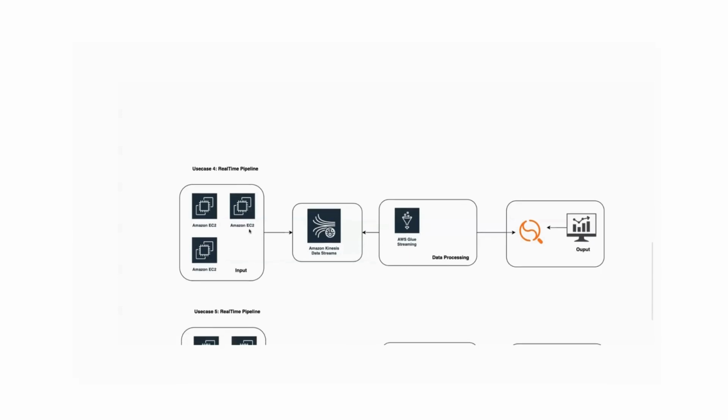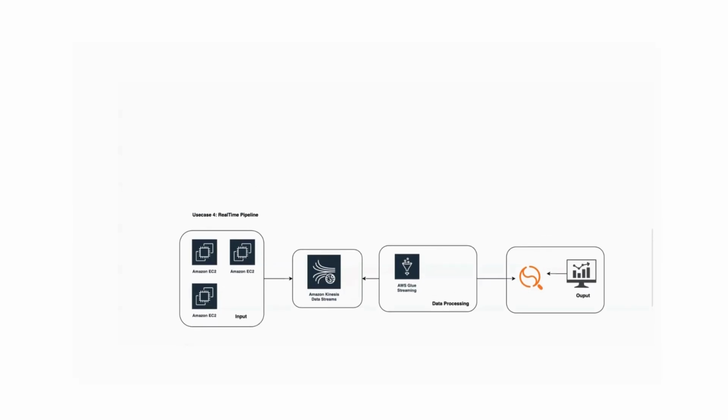So you get the logs, they get streamed to Kinesis. Glue streaming consumes Kinesis streams in real time, transforms it, aggregates it, and puts the data into OpenSearch. And your Grafana dashboard queries OpenSearch every 10 seconds or every 1 minute based on your use case. So if you notice the difference, we have changed the way we are ingesting the data, changed our processing framework, and changed our output layer as well.